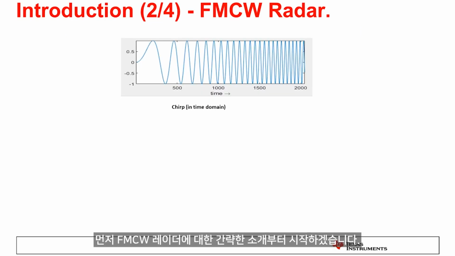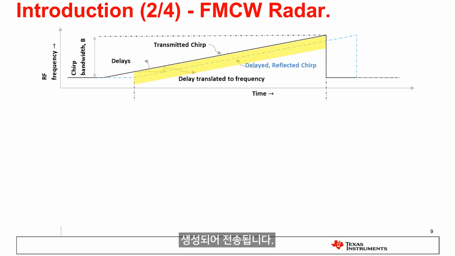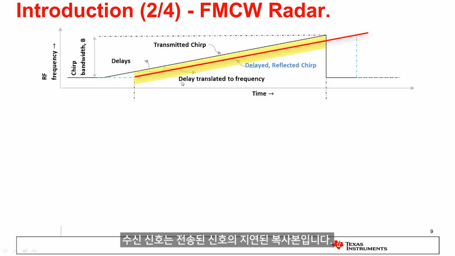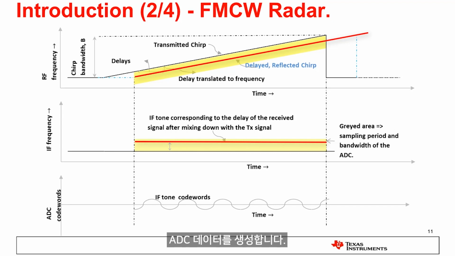We begin with a brief introduction to FMCW radar. In an FMCW radar system, a chirp, a signal with a linearly ramping frequency, is generated and transmitted. In this alternative plot, we show the instantaneous frequency of the transmitted signal as a function of time. This transmitted signal is reflected from targets in its field of view and received at the receiver. The received signal is a delayed copy of the transmitted signal. The signal received is mixed down using the transmitted signal and then digitized to create ADC data.